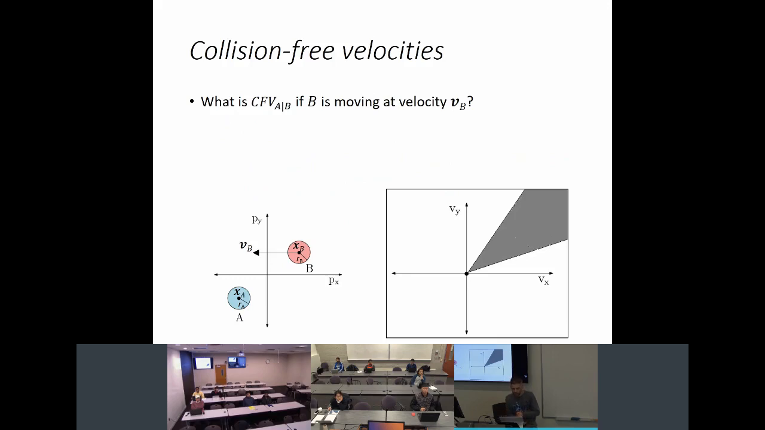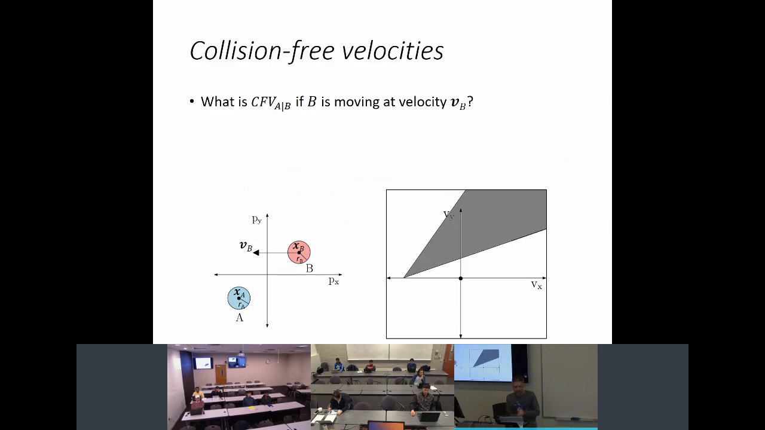If we know the velocity at which a neighboring agent is moving, we can translate the VO by this velocity and simply select a new velocity that is outside of the VO, right? That was the idea.